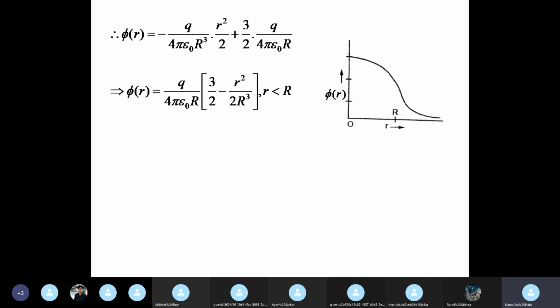So this is the curve that you need to draw, and the highest value of potential is at r equal to 0. This is the value, and it gradually goes down, and at small r equal to capital R, at the boundary, phi r is q by 4 pi epsilon naught capital R. Okay, so this is what you have to learn, and as you move further away, the potential decreases inversely, proportional to 1 by r.